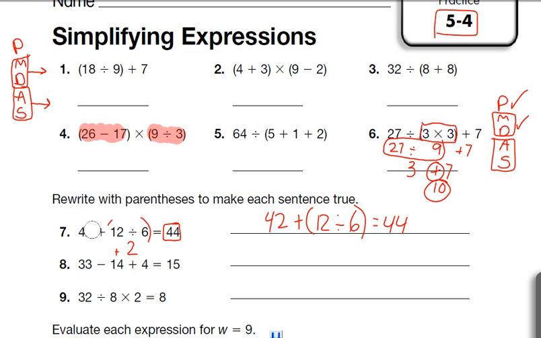If I would have tried putting the parentheses in another spot, for example, around the 42 and the 12, then I would have had to do this first using my order of operations. I do parentheses first, so 42 plus 12 equals 54. And if I did my division, I would bring this down, and 54 divided by 6, I know that 9 times 6 is 54, so that would have given us an answer of 9. So that's very different than 44. So we would have obviously known that that was the wrong answer, and we could have gone back and tried the parentheses right here, which would have given us the correct answer. Okay?